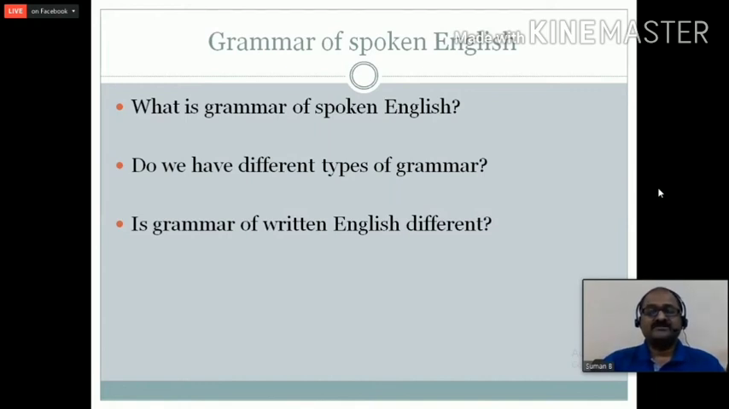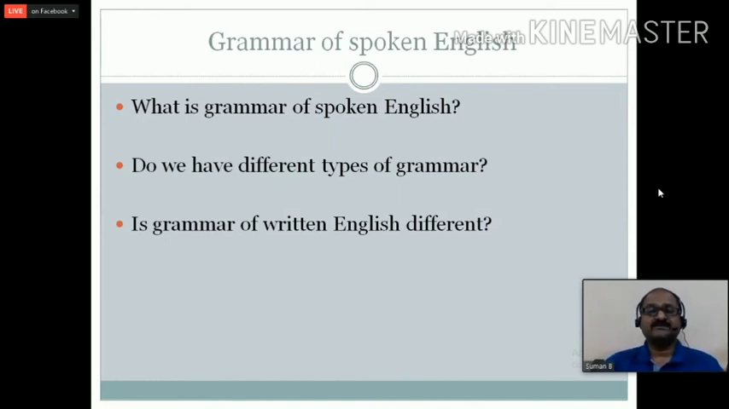So having discussed all these different aspects of spoken English, this is a very important term for us to understand: grammar of spoken English. So what do we mean by this term? Is this a different kind of grammar? Do we have different types of grammars? Is this different from written grammar? So the answer is definitely no. The grammar is the same for the entire language.